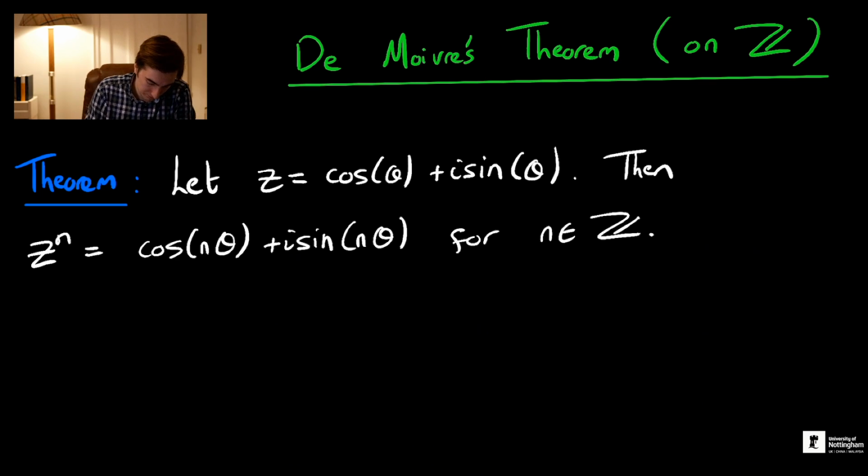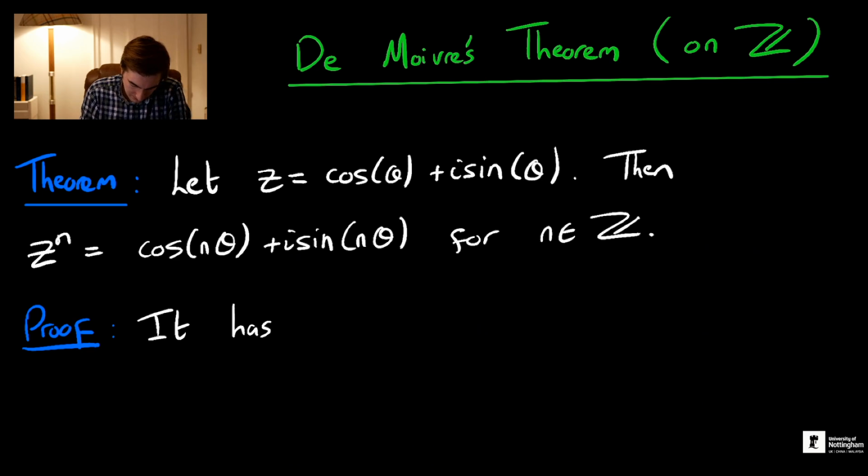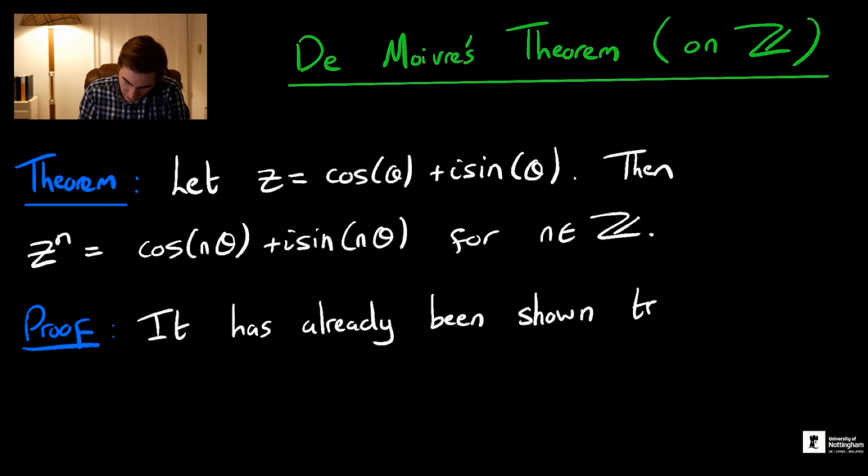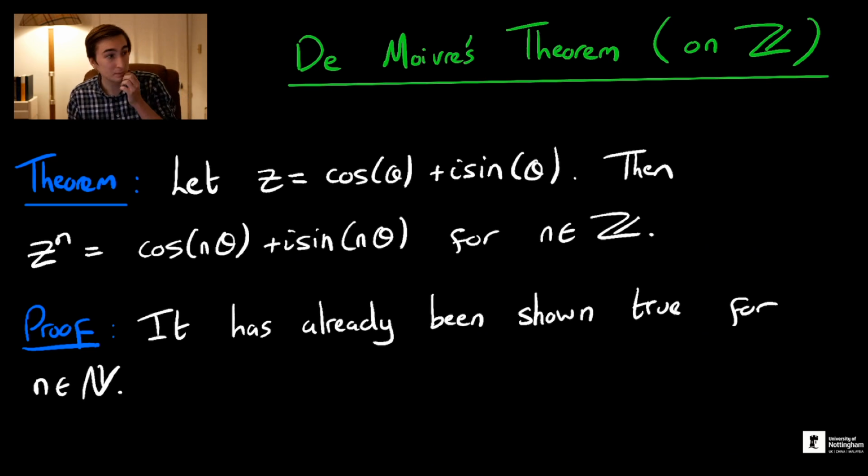How do we prove this one? Well, we've already shown that it's true for the naturals. It has already been shown true for n in N, the naturals. And that's just our positive integers. So that's a decent number of cases we've proven. In fact, an infinite number of cases. But we want to also extend it to all the negative integers and for 0.